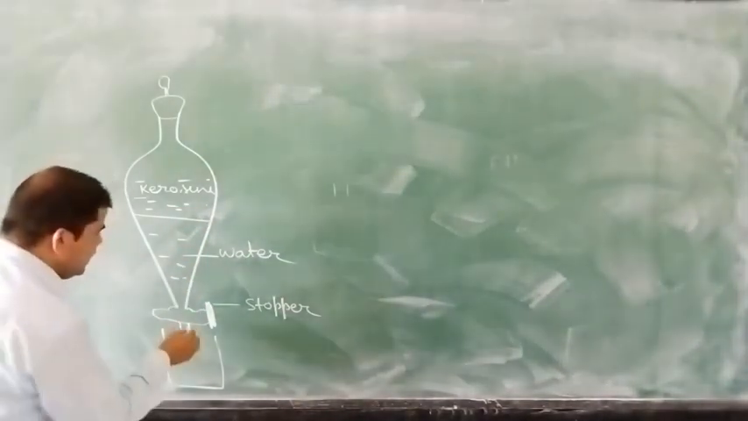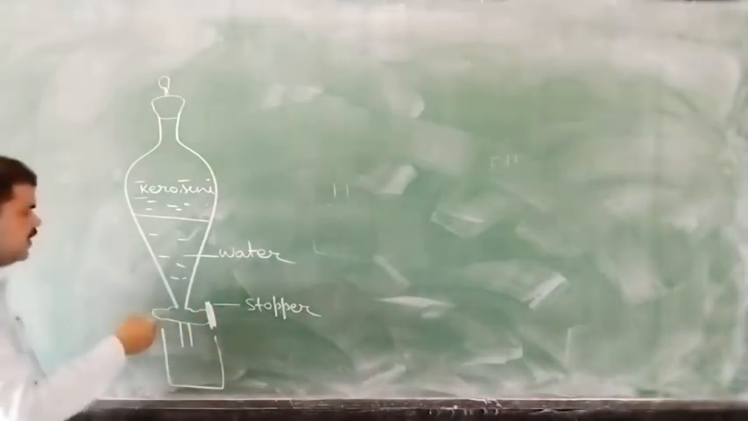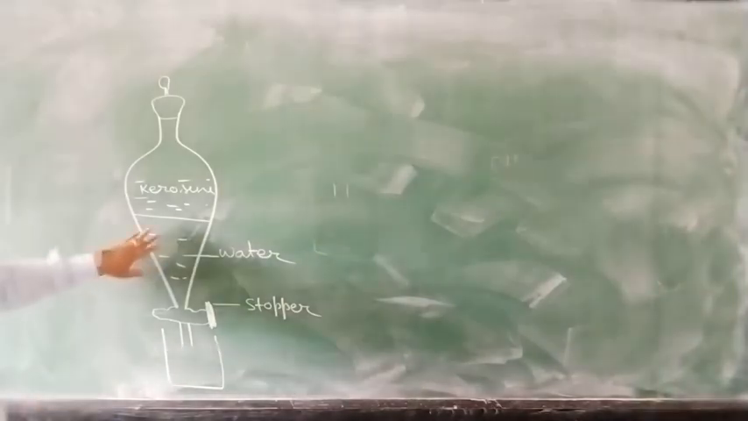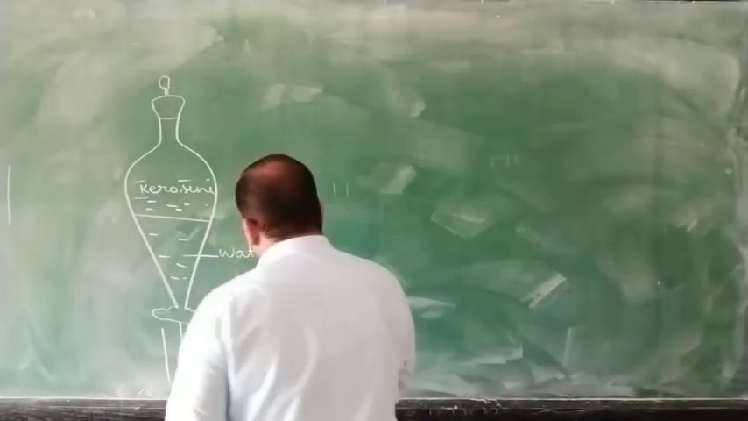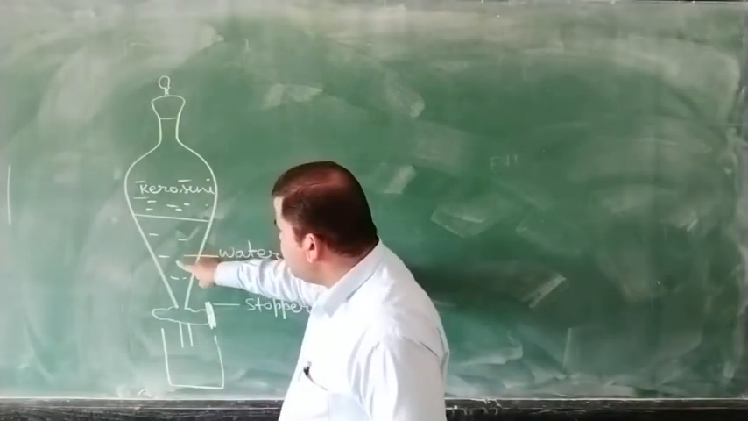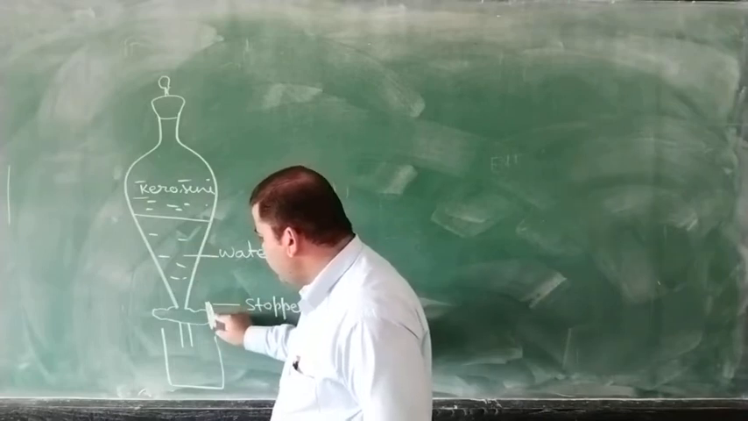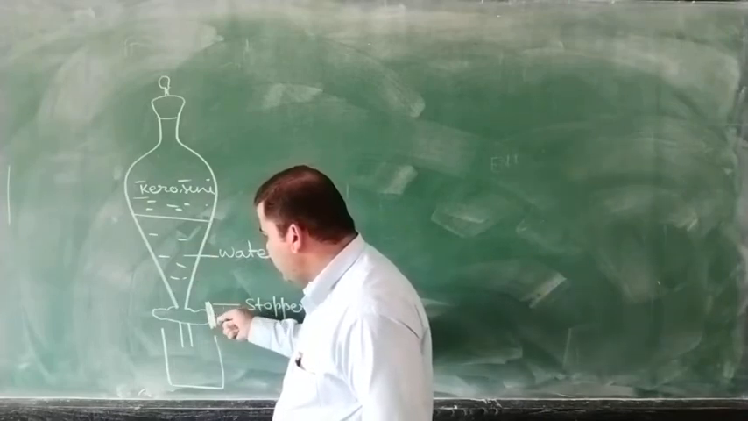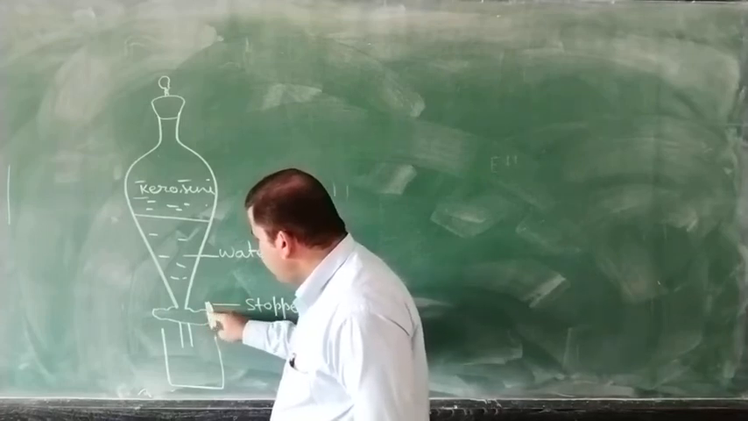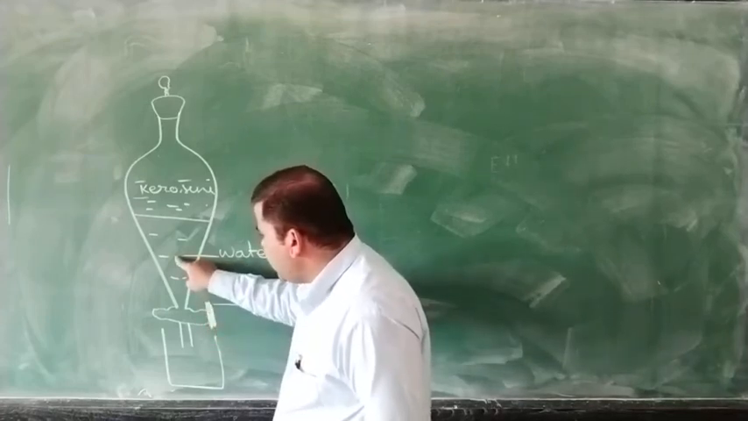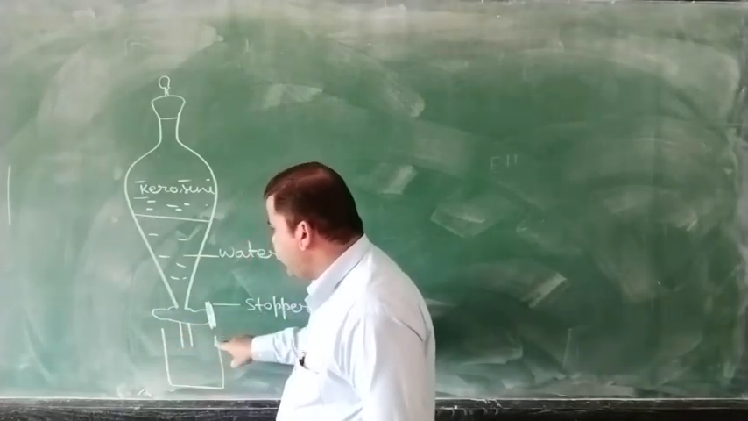Here we can see a stopper, or stopcock. By this we will slowly drain the liquid material. We can see the upper layer kerosene and the second layer water. We will slowly open the stopper, and by opening the stopper, the liquid material comes out and we collect it in a particular container.